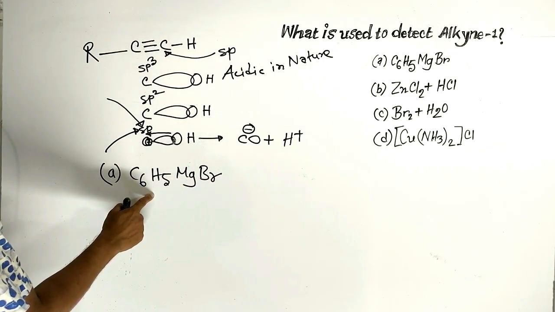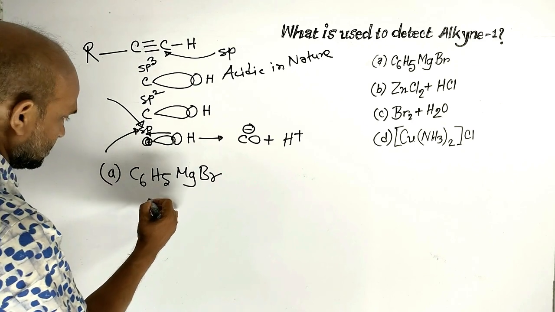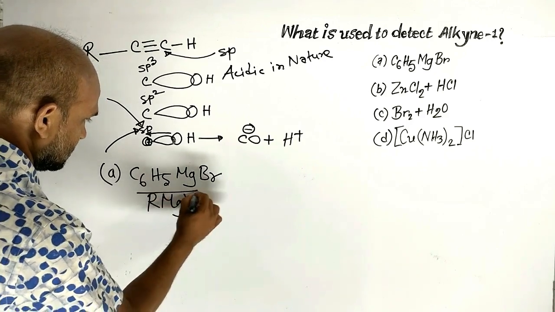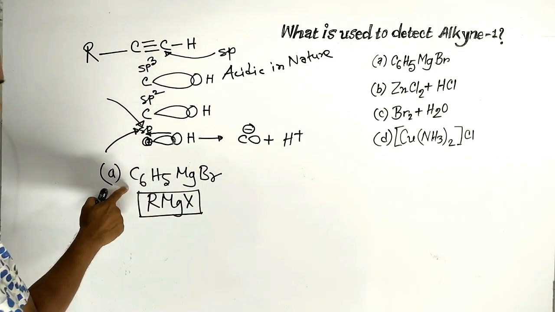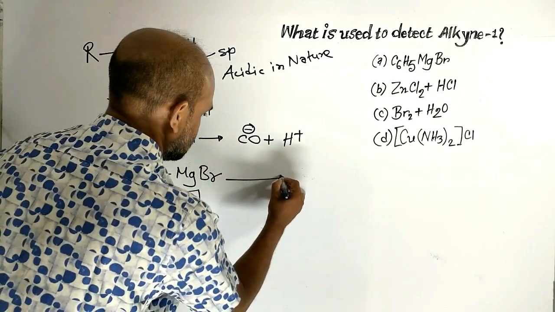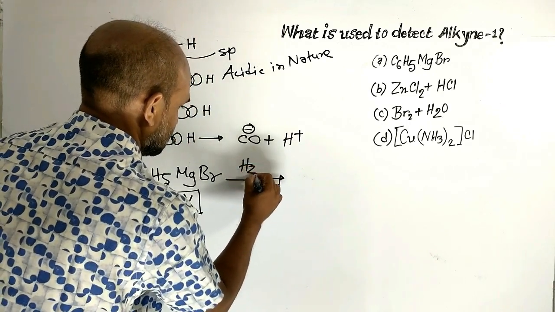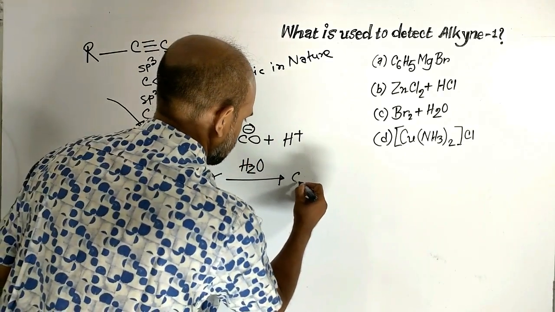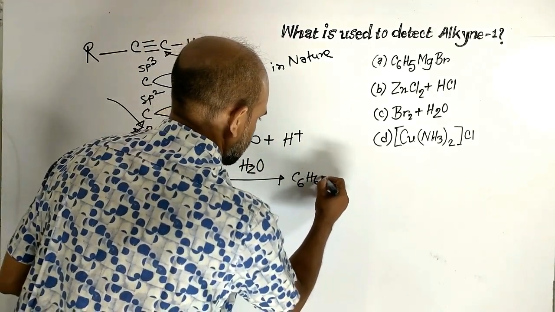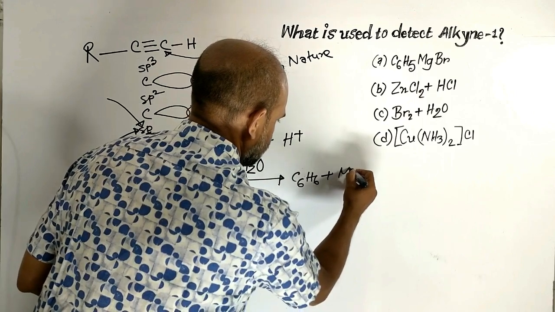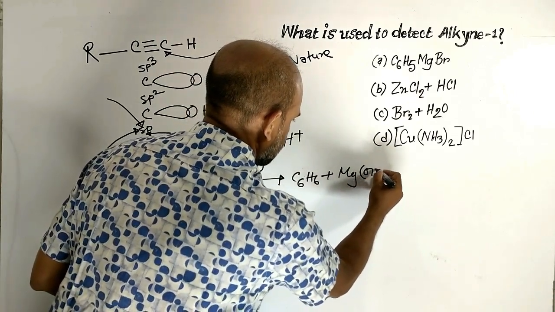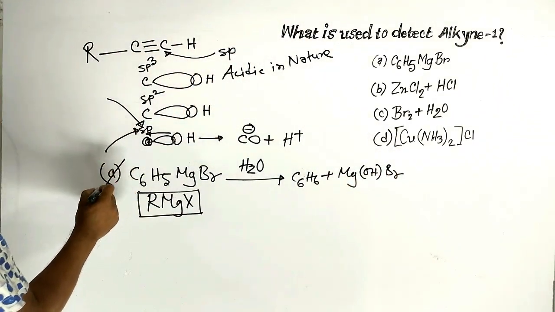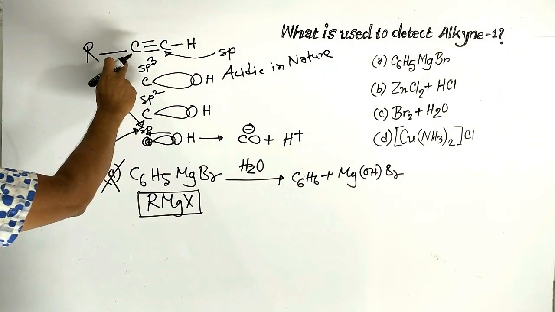Phenyl magnesium bromide. This is a kind of Grignard reagent. Alkyl magnesium halide, general formula, Grignard reagent, which is treated with water to form benzene and magnesium hydroxy bromide. So this is not used to detect Alkyne-1.